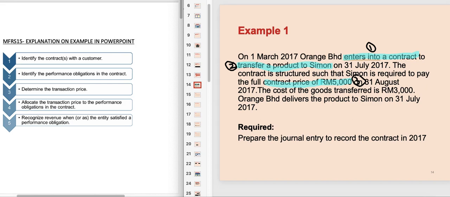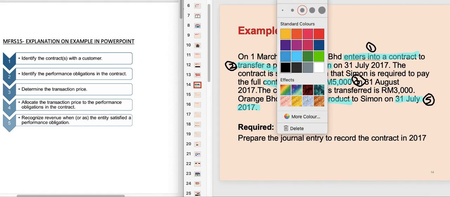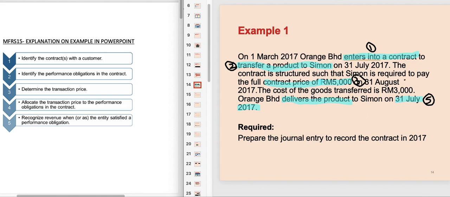Alright, number 5, recognize revenue when the entity satisfies a performance obligation. Satisfying the performance obligation means when the company delivers the product. The company delivered the product on 31st July 2017, so it means that on 31st July 2017, the company can recognize revenue. Now we understand the 5 steps have been fulfilled. Let me just put it here, 3 and 4 are here as well. So now we have the 5 steps.